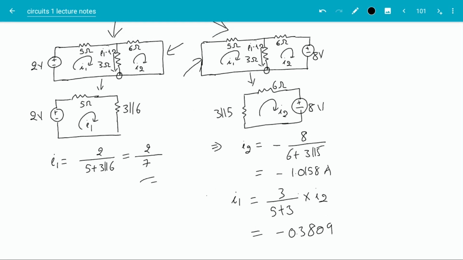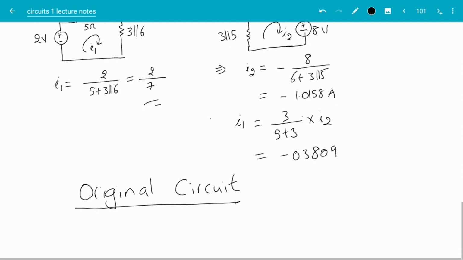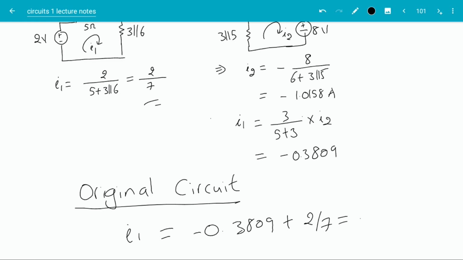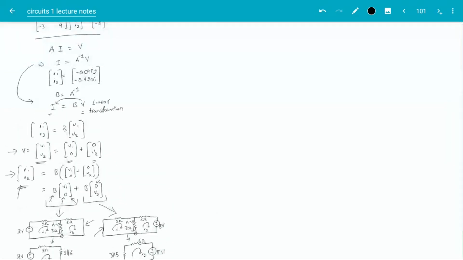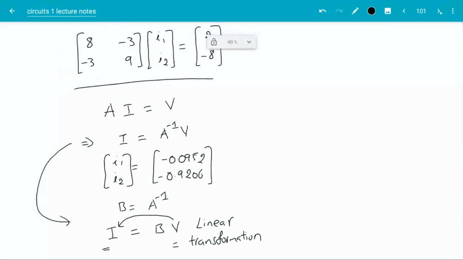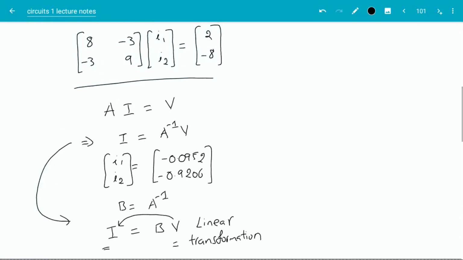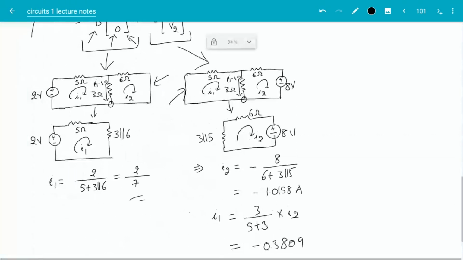So I have I1 in both the circuits. So in the original circuit, the current I1 should be a sum of these two, which would be equal to -0.3809 plus 2 over 7, which will be equal to -0.0952. If you notice, this is also the same value which we got previously when we did the mesh current method. So the advantage of the superposition method, even though it may feel slightly lengthier, is that you can deal with one voltage source at a time.